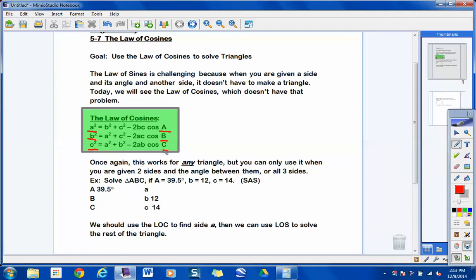So those 3 formulas really mean the same thing. It's just going to be dependent upon what information they give you in order to make this work, all right? Okay, once again, this is going to work for what? Any triangle, but you can only use it when you are given 2 sides and the angle between them, or all 3 sides. This part right here is very important, okay? It says when you are given 2 sides and the angle between them, or all 3 sides.